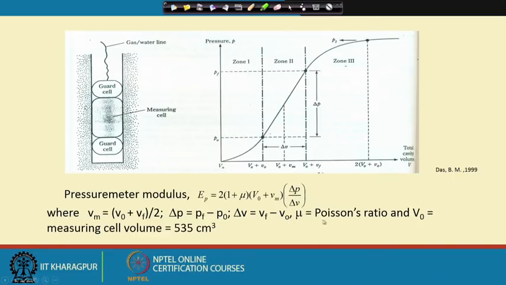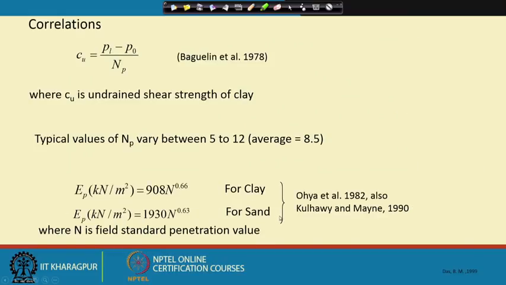So, mu is the Poisson ratio, and capital V0 is the measuring cell volume, as I mentioned. From here we can calculate the pressuremeter modulus, and then we have to apply the correlations. By these correlations we can get the soil properties, like the other in situ tests we are doing.